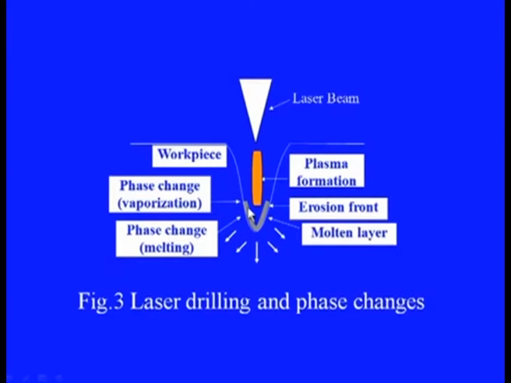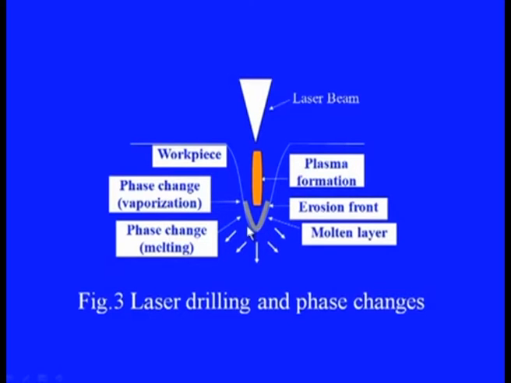So, this causes the phase changes, that is from solid to molten, then molten to vapor state. So, here 3 changes are there. From solid it gets melted, then the molten material again gets vaporized, and this vapor comes out of the material, leaving behind some spots which will be considered as the machined spot.